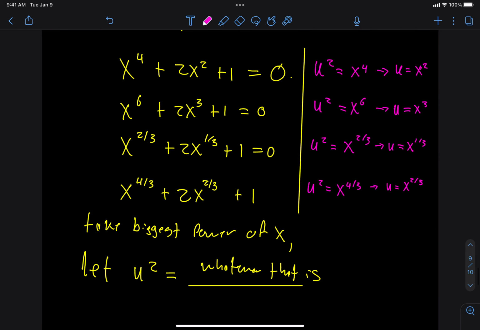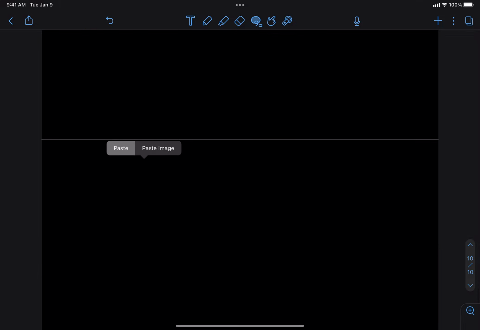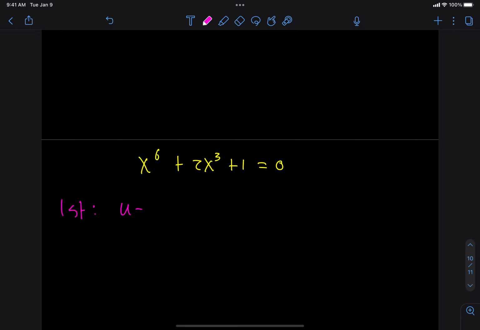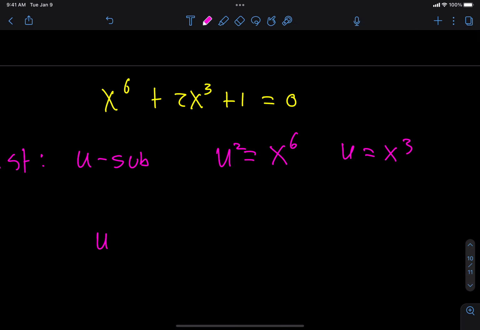Okay, so this is how we do our u substitution for quadratic in form. Now let's take one of them and do it. I'm going to take this one and solve it all the way, because there's a couple of steps that we have to take, right? So first step is do the u substitution. I'm going to do u squared equals x to the 6th, and therefore u equals x to the 3rd. So anywhere I see an x to the 6th, I'm going to replace it by u squared. So I get u squared plus 2 times x cubed, which is just u, plus 2u plus 1 equals 0.